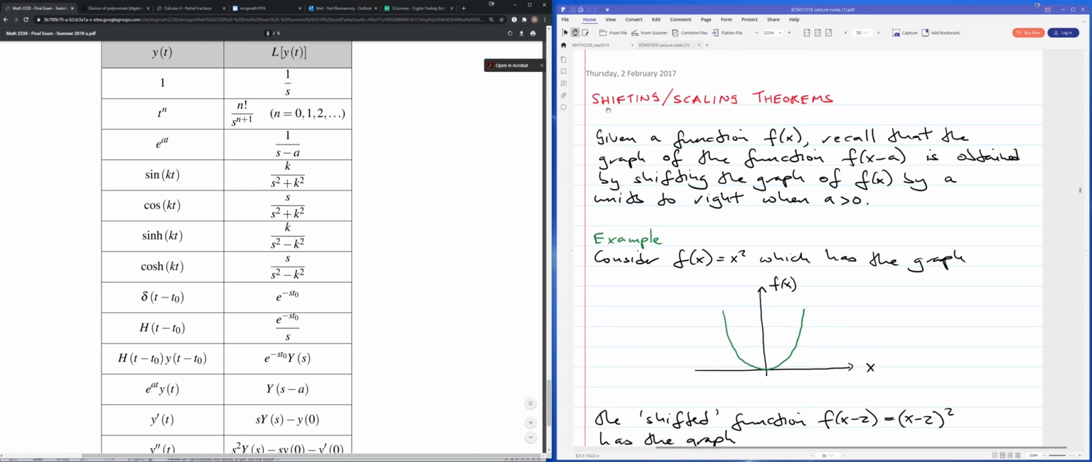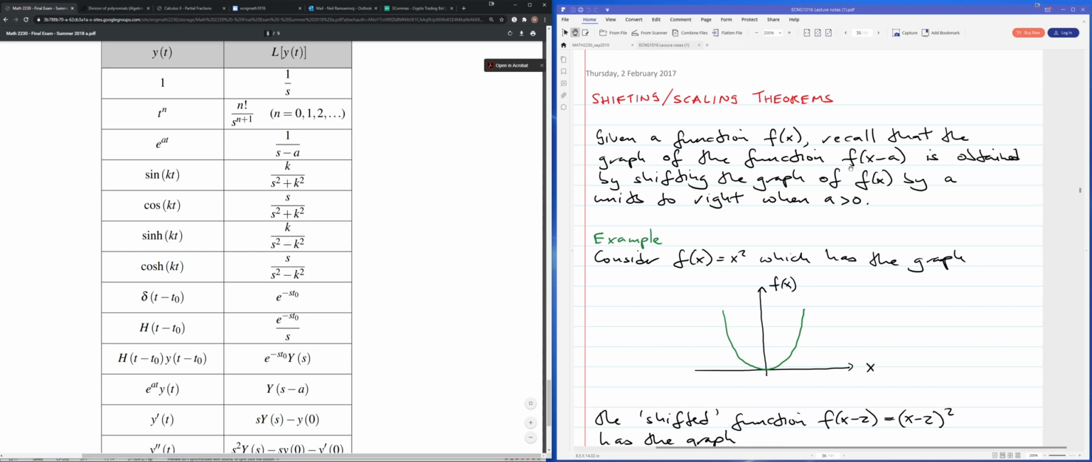Alright, so what we want to consider now is something called shifting theorems, right? Okay, so what is a shift? Suppose I have a function f of x, with a graph such as this. This particular function is f of x is equal to x squared, and this is the graph over here, this parabola. So this is your original function f of x, right?